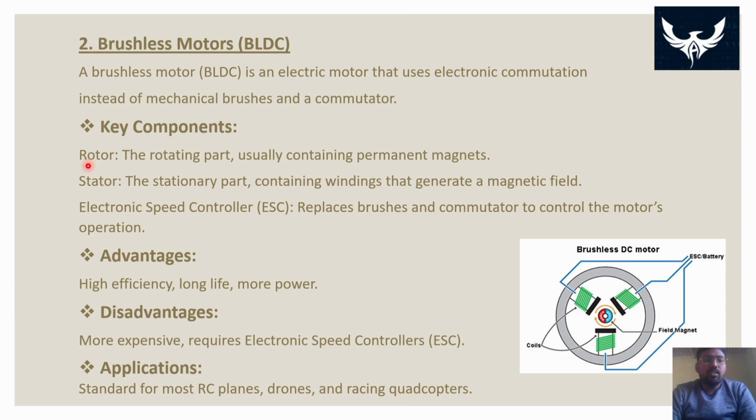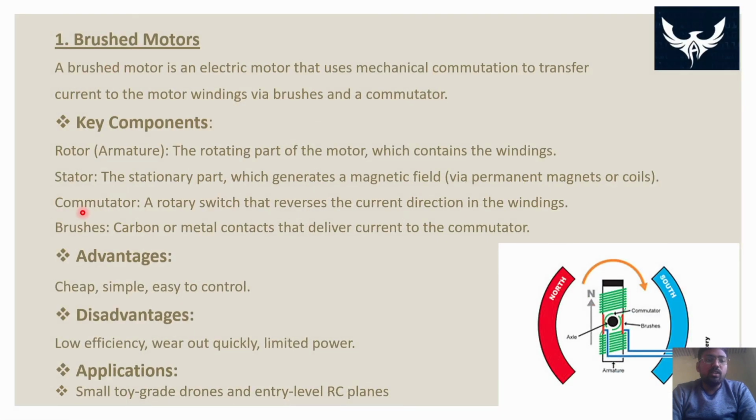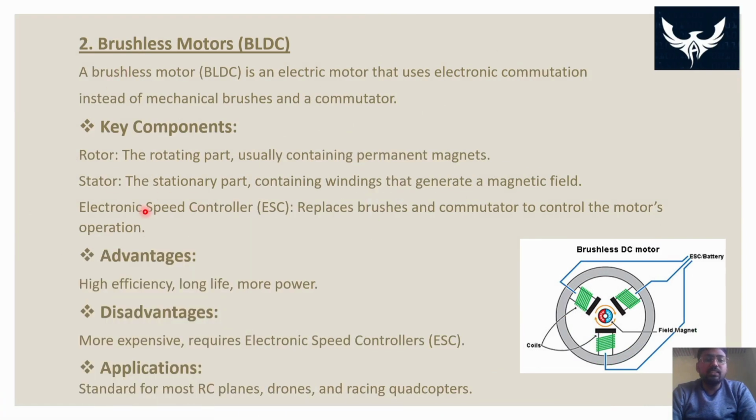So it has a rotor, a stator, and an electronic speed controller. Let's see here. In a brushed motor, we have a commutator and brushes. But in a brushless motor, instead of brushes and commutator, we have an electronic speed controller, or ESC in short form. In the figure, you can see there are no brushes or commutator. Here we use the ESC to control the motor operation.